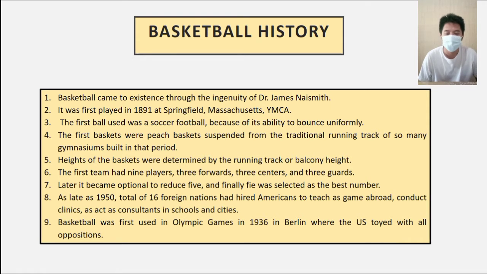The first team had 9 players: 3 forwards, 3 centers, and 3 guards. Later, it became optional to reduce to 5. And finally, five was selected as the best number. As late as 1950, a total of 16 foreign nations had hired Americans to teach the game abroad, conduct clinics, and act as consultants in schools and cities. Basketball was first used in the Olympic Games in 1936 in Berlin, where the US toyed with all oppositions.